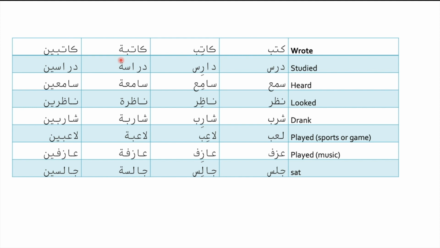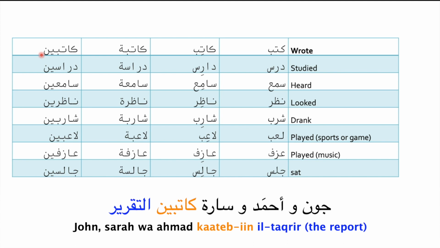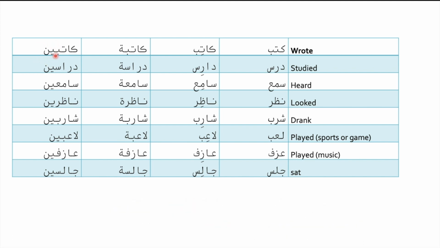And if you would like to talk about a group of people, all you need to do is delete the feminine case and add in to the end of it, if you want to describe a number of people undertaking or doing this action. So for example, you could say John, Ahmad, Sarah كاتبين التقرير. تقرير, which means report. So yes, you could say أنا كاتب التقرير.